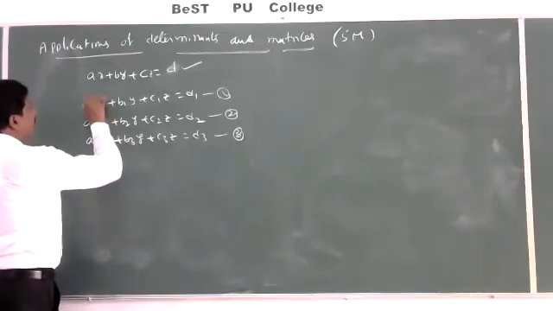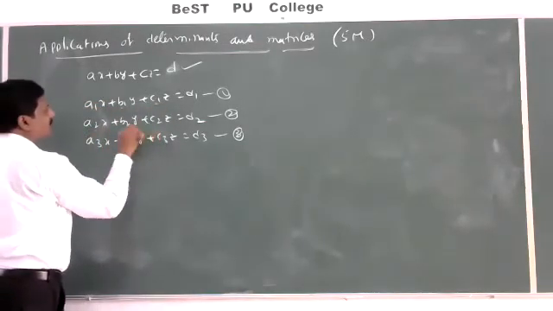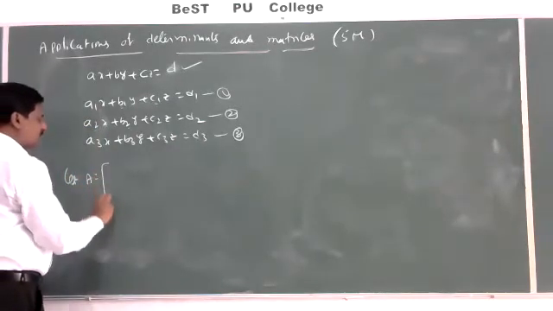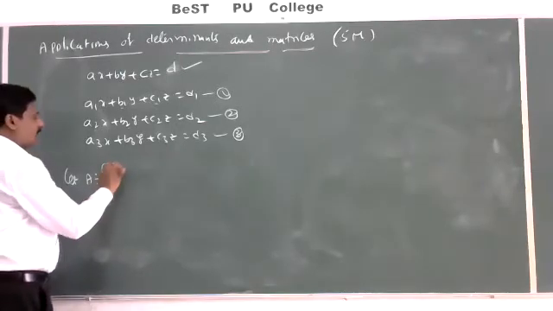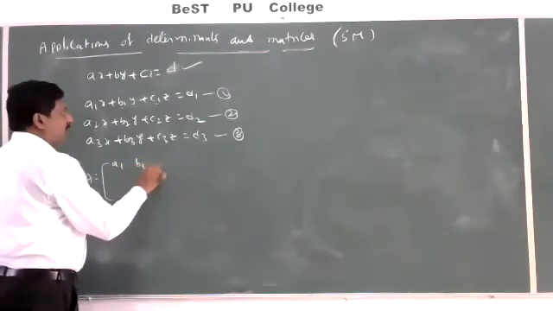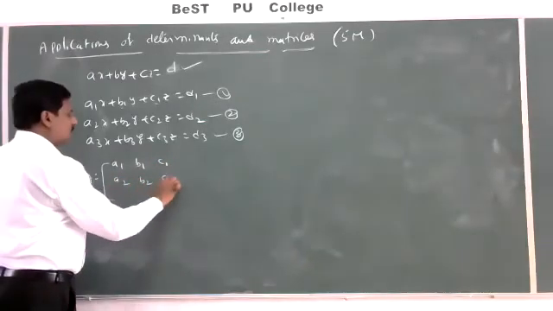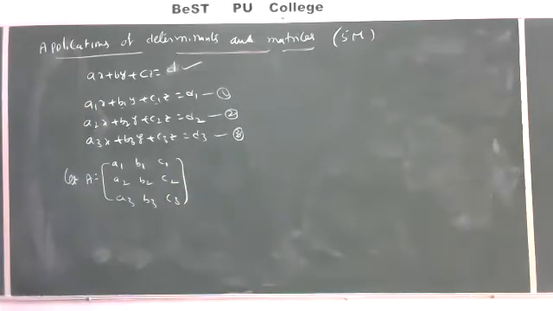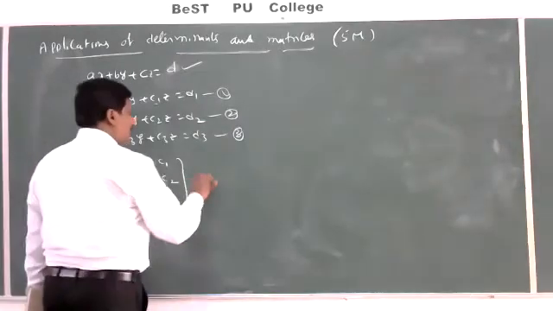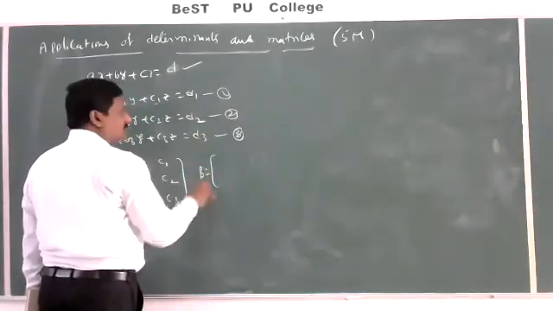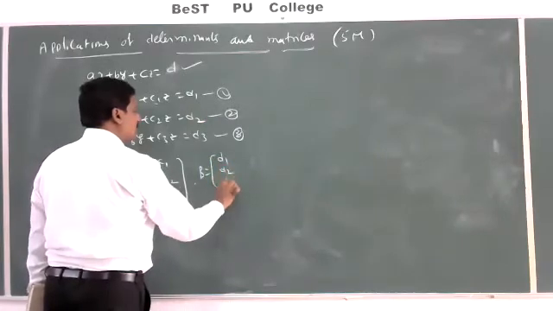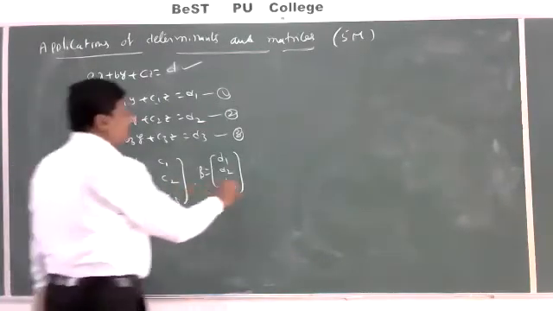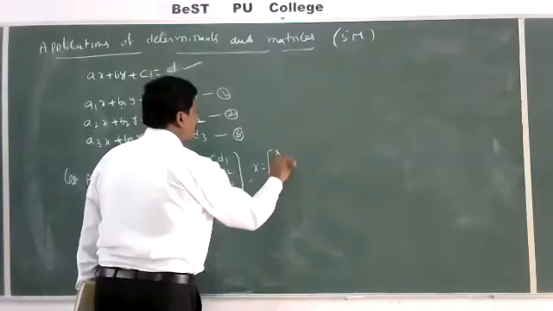Suppose you consider these coefficients, the x, y, z coefficients, as one matrix. Let A equal to a1 b1 c1, a2 b2 c2, a3 b3 c3. That is called the coefficient matrix. Next, B equal to d1 d2 d3, which is called the constant matrix. And if you consider x, y, z, it is the variables matrix.